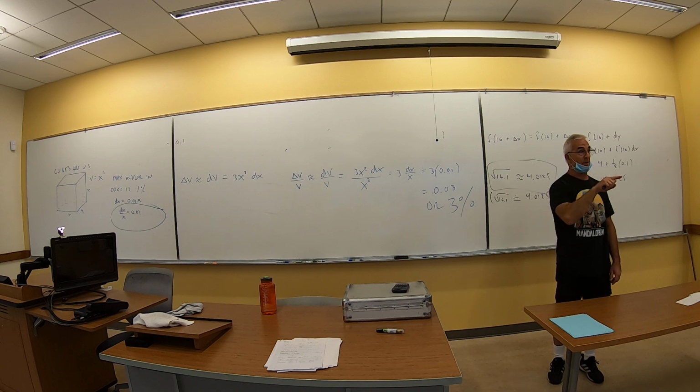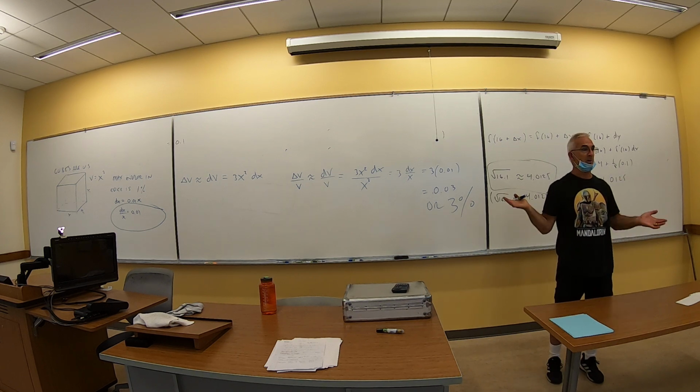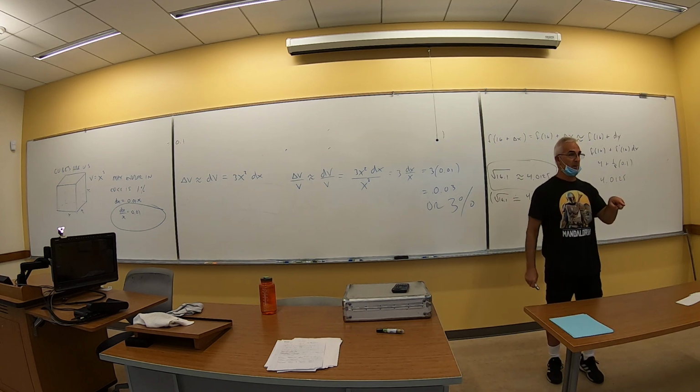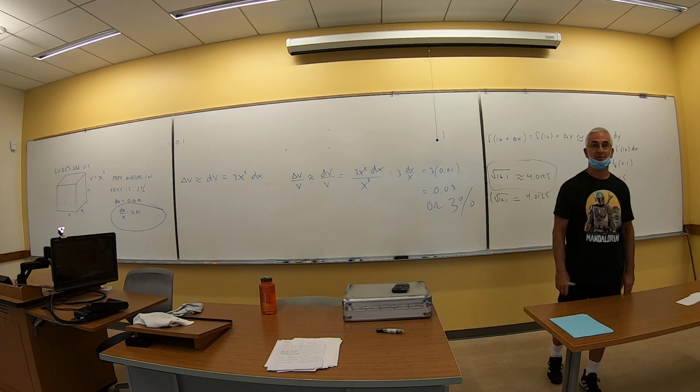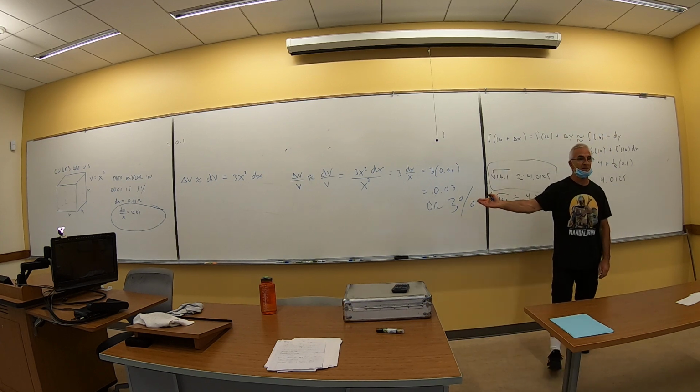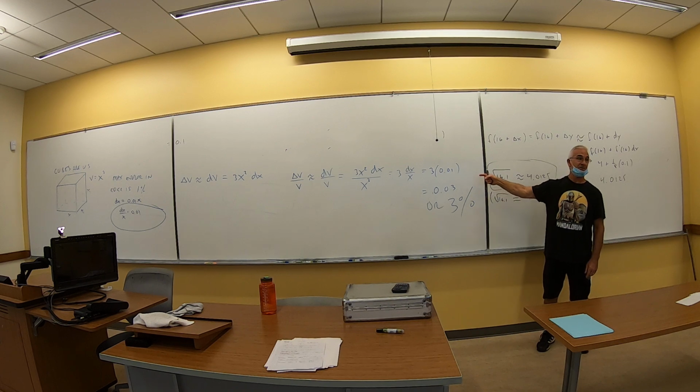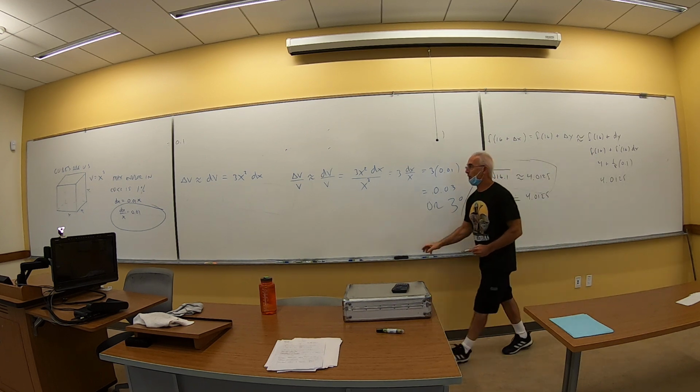Now here's why you like relative error. I didn't have to tell you how big my cube was. If I told you how big my cube was, then you would have to do multiple calculations. But I only told you the percent error. So that made the calculation actually easier, didn't it? Everybody cool with that? So here's the thing.